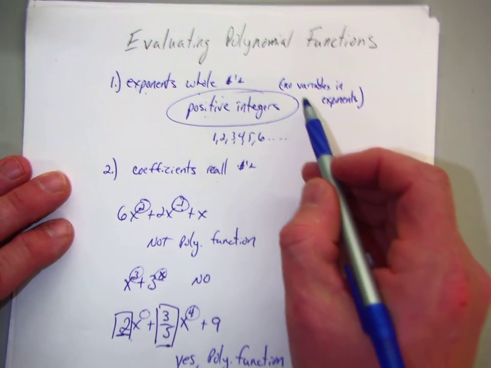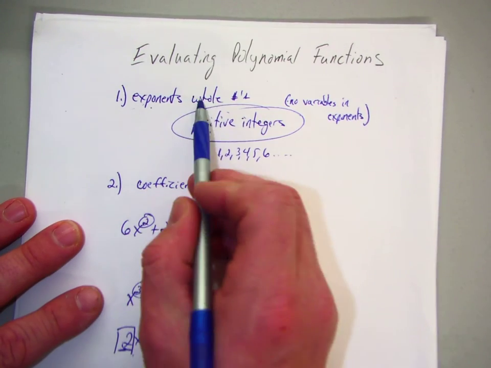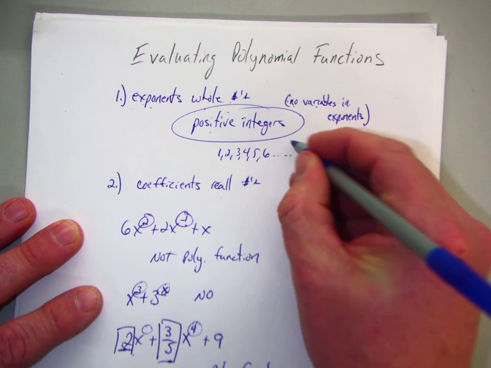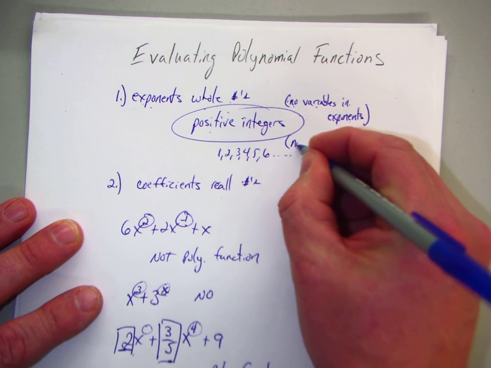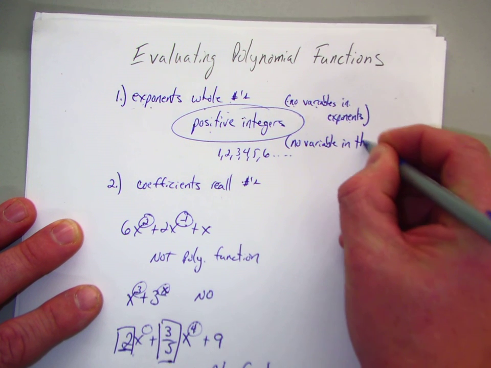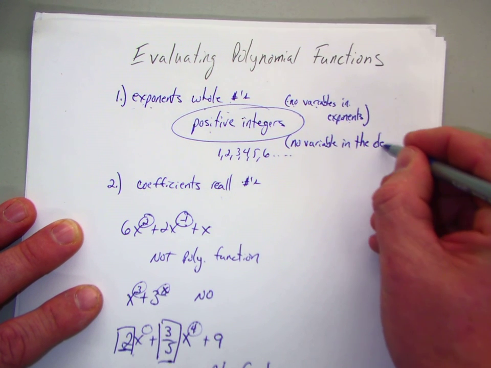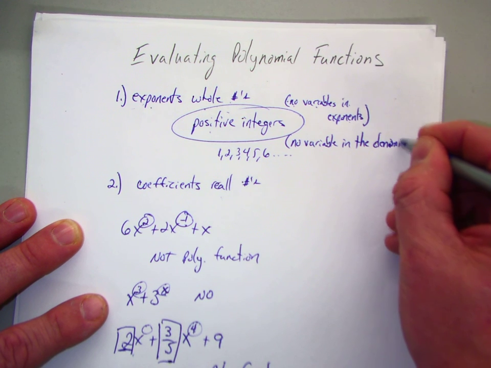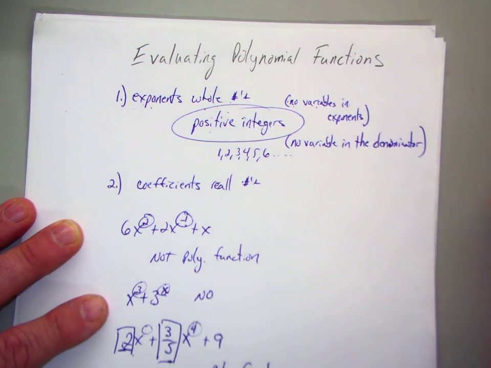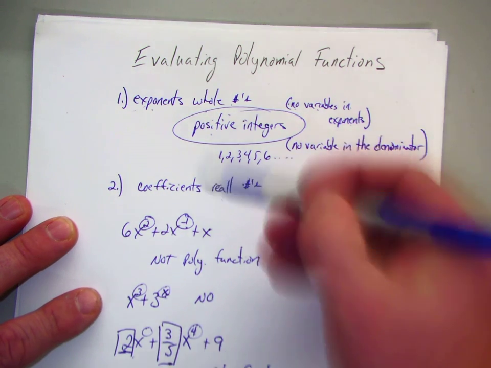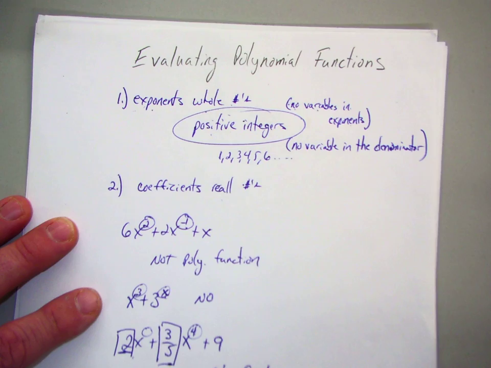So let's go back to the beginning again. Exponents have to be whole numbers. There also should be no variables in the exponents, and there should be no variables in the denominator of a fraction. So if it passes all this, then it's a polynomial function.